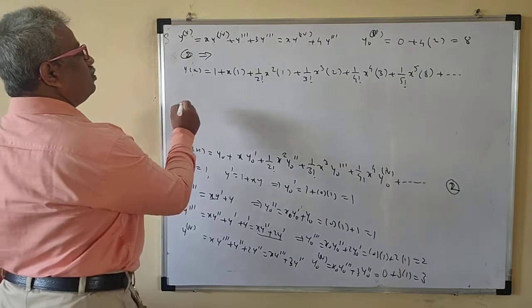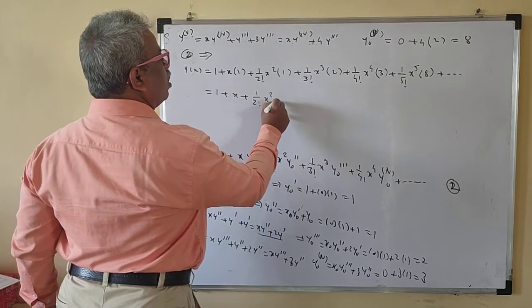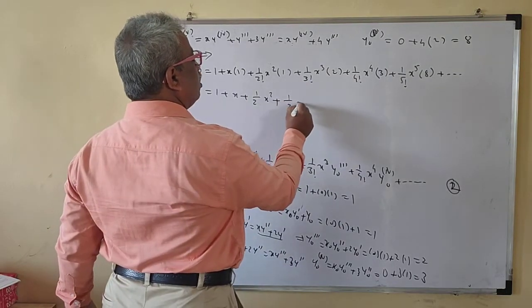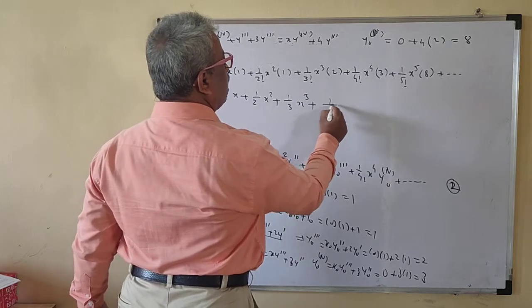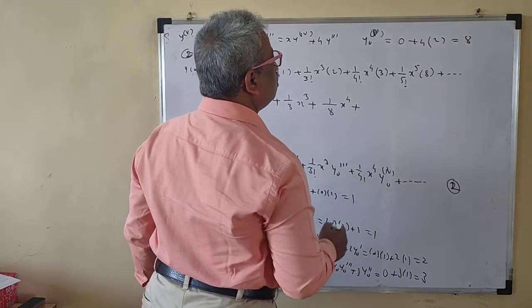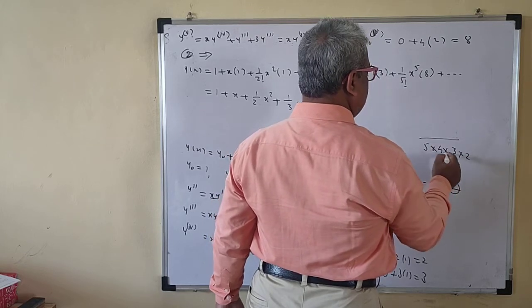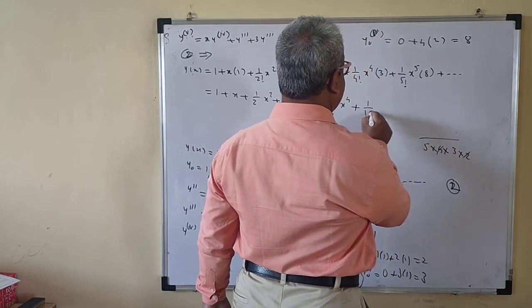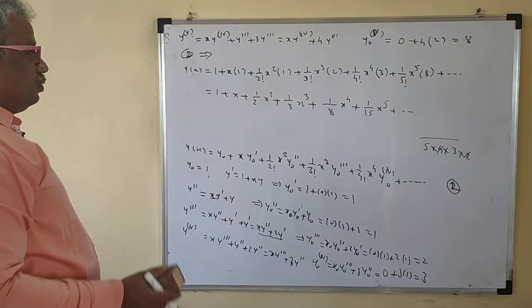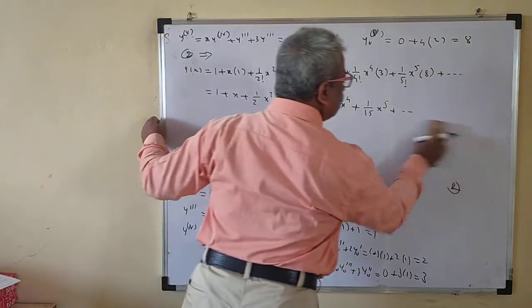So I'll simplify this. 1 plus x plus 1 upon 2 factorial x square, we can write 1 by 2. Here we can write 1 by 3 x cube, plus here you can write 1 by 8 now, because 3 gets cancelled, so this is x raised to 4. Plus 5 factorial, 5 into 4 into 3 into 2, so this is 1 upon 15 x to the power 5, plus dot dot dot. Okay.